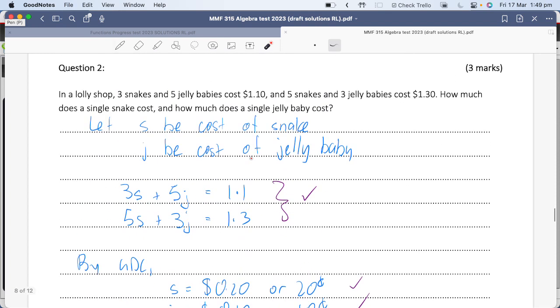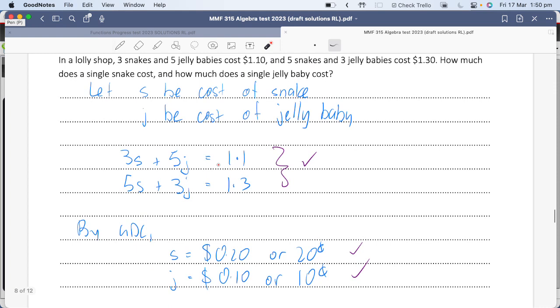Okay, question 2. This was my solution. It is not the only solution. One person in this room, I think from memory, converted everything to cents first, and I don't mind that approach. So they had 3s plus 5j equals 110 and 5s plus 3j equals 130, and then they solved from there. And then they were just working with whole numbers all the way through, and that is fine.